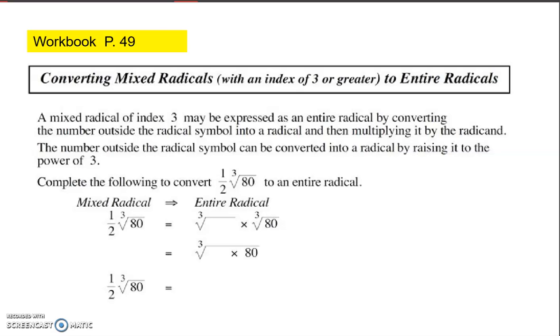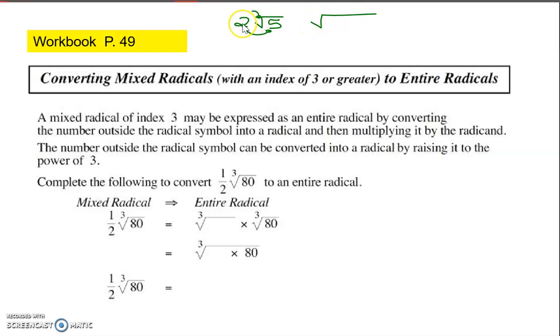Let's take a look at converting mixed radicals back into entire radicals. We have done this already in a previous lesson, but with square roots. So just to recall what we did there, if we had an example, I'm pretty sure you remember this. If we have a coefficient of 2 and we want to make it into a radicand, remember we look at the index. The index here is that invisible 2.